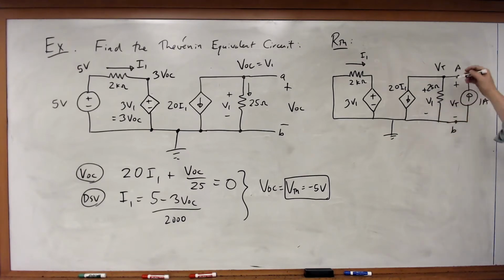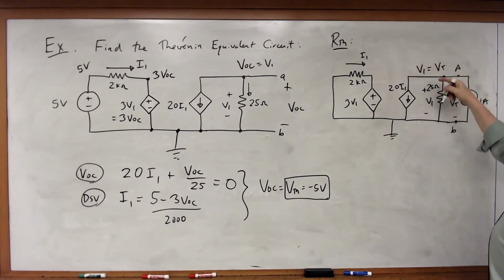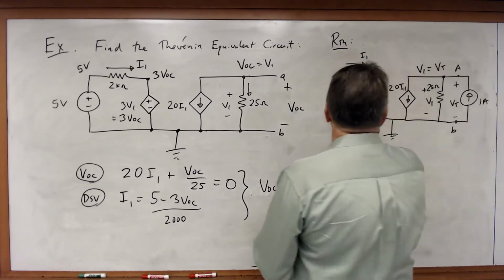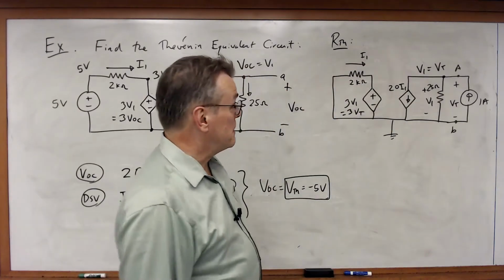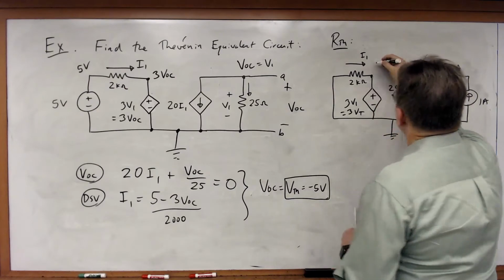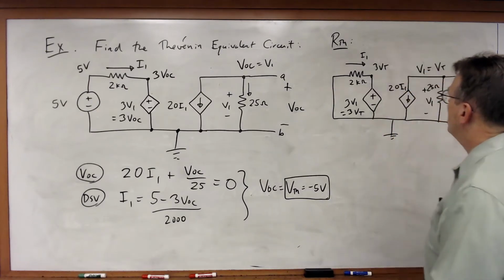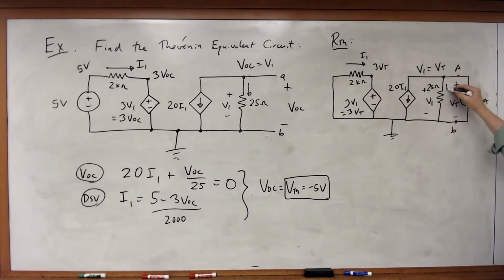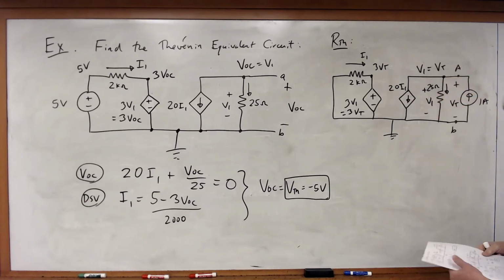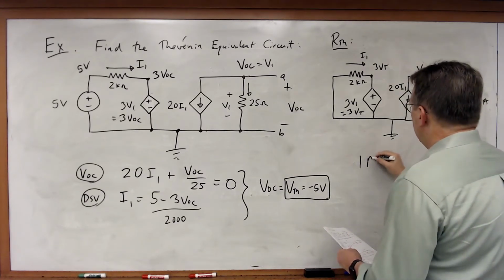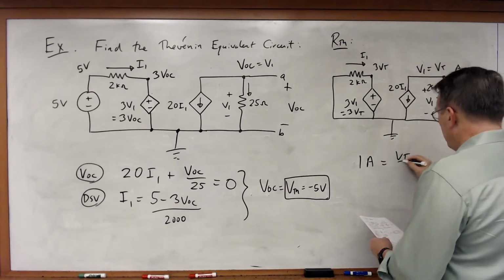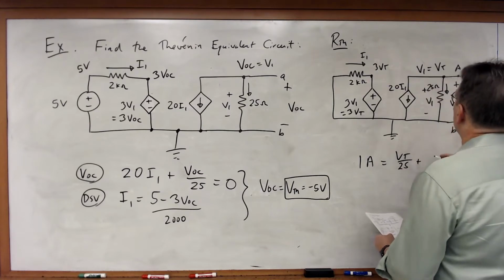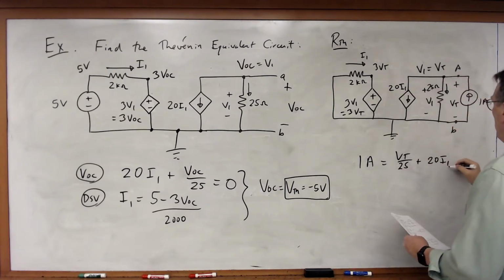But that means VT is also equal to V1. Clearly, they're the same voltage. And so therefore, this 3V1 must be actually 3VT. So this is a defined node, 3VT, and once again I can write the KCL equation at the output, so 1 amp flowing in is equal to VT over 25 plus 20 times I1.